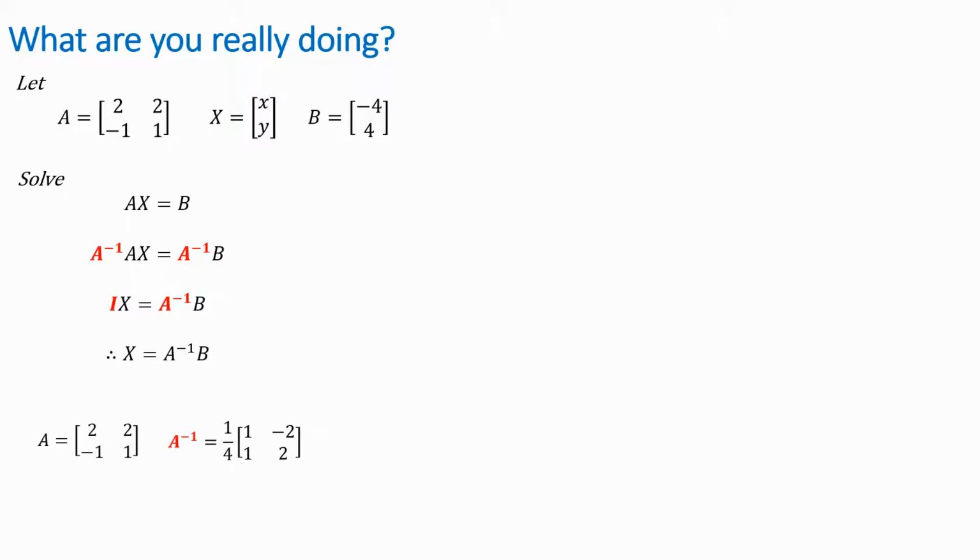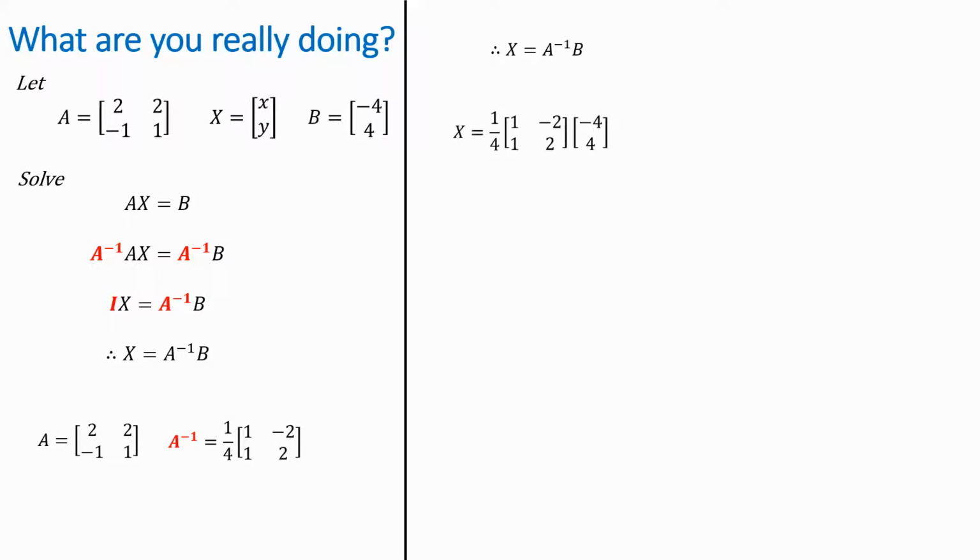But the same drill. A inverse, I found my A inverse. I want to find out X. According to X, it's A inverse times my B. So I'm going to do that. A inverse times my B. That's my A inverse times B. And this is my result.